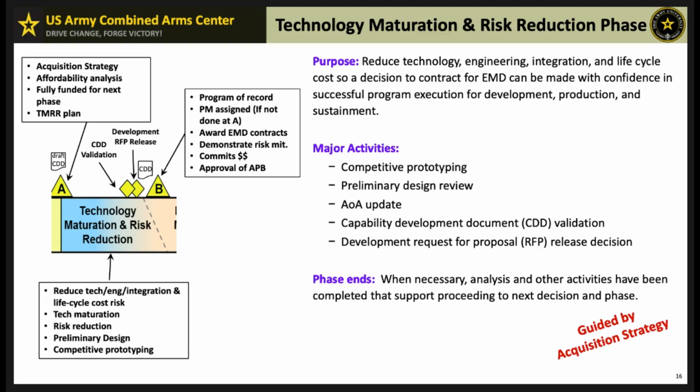At the end of this phase, the program should be a well-defined and mature project with reduced risks, making it ready for the next milestone, Milestone B, which includes entering into full-scale development. The successful completion of the TMRR phase is guided by a comprehensive acquisition strategy and marks a critical transition point in the acquisition process, setting the stage for future success in development and deployment.